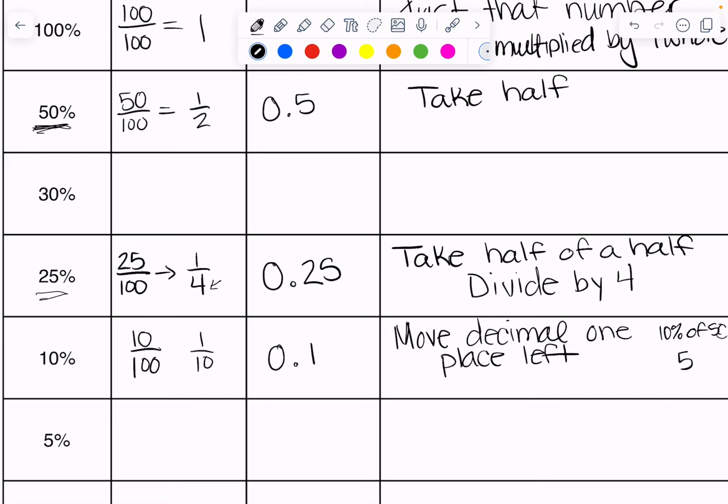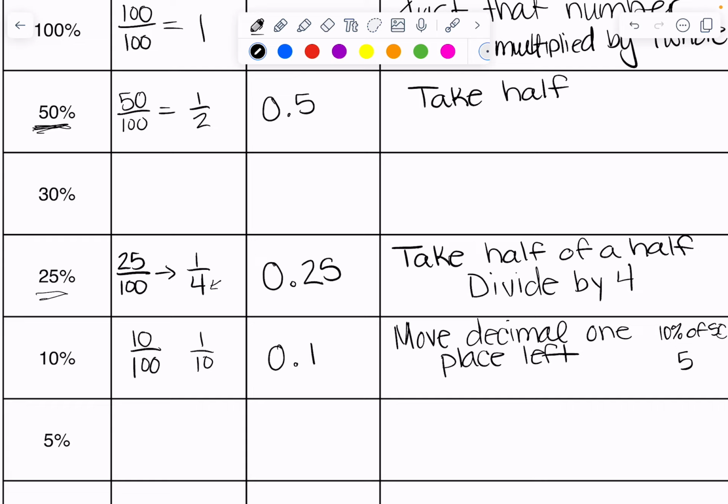Once we know 10%, 10% actually opens up a whole lot of doors for us. It'll open up 20%, 30%, 40%. We could even find 50% from it if we forgot that we could just take half. Any multiple of 10%, we would be able to figure out if we know our 10%, because we're just scaling those percents up or down.